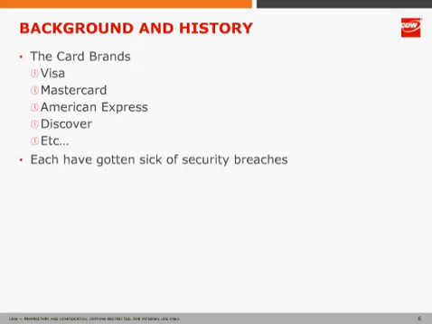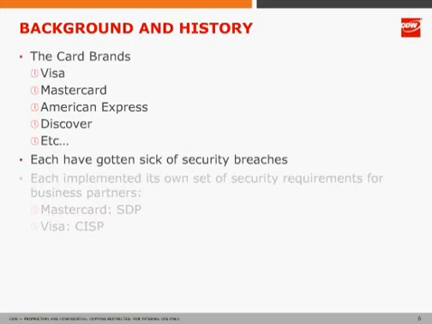A certain amount of low-level fraud, they've built into their business model and they're ready to accept it. But what they hate is when somebody makes off with a few thousand or a few hundred thousand card numbers at a time. That is a big problem. So they got sick of this and said, we've got to do something about it. They started implementing security requirements for their business partners, and these were largely banks. So MasterCard had something called Site Data Protection, or SDP. Visa had something called CISP, Cardholder Information Security Program. You don't need to remember these. These are obsolete acronyms. They don't really exist anymore.